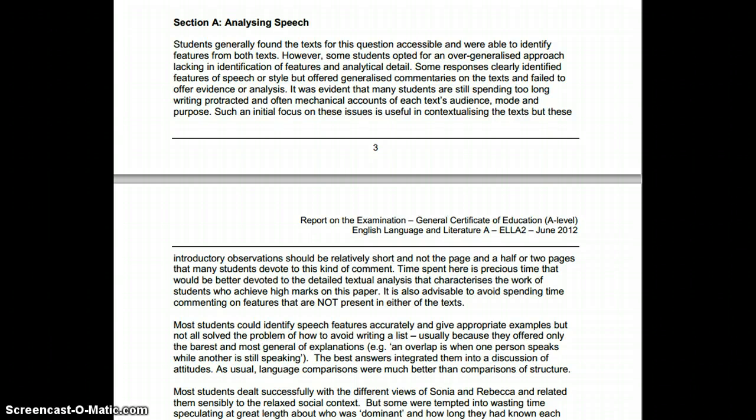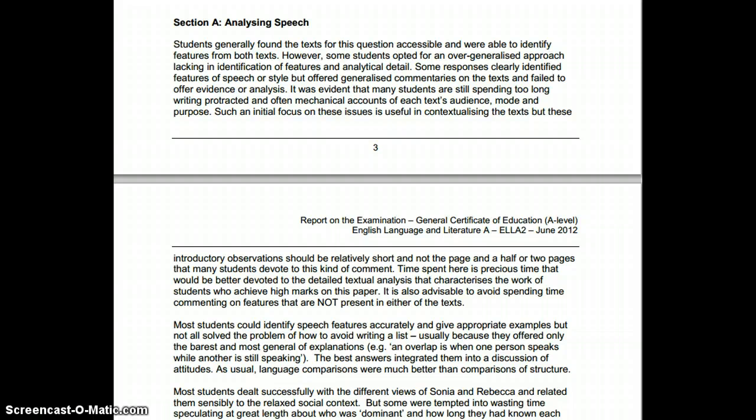Some responses clearly identified features of speech or style but offered generalised commentaries on the text and failed to offer evidence or analysis. Some of you keep doing this, so you're not including quotes or you're not analysing enough. Those are things that you have to do in your response to get anywhere close to the actual marks you're going to want. An overgeneralised approach.